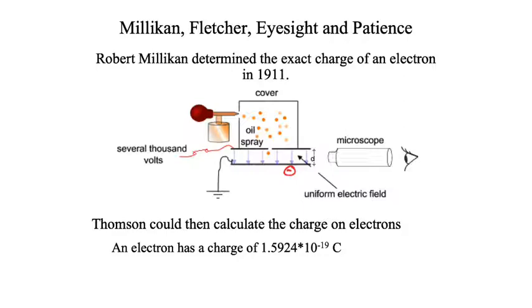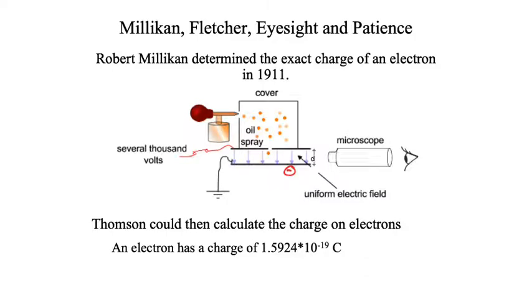The exact charge in the electron. What was the charge? 1.5924 to the negative 19. Okay, so how many of you were able to do that without looking at your notes? Okay, there we go. That's a problem. Okay, that level of detail I don't want.